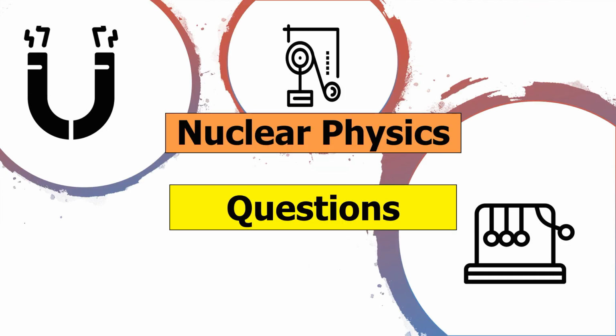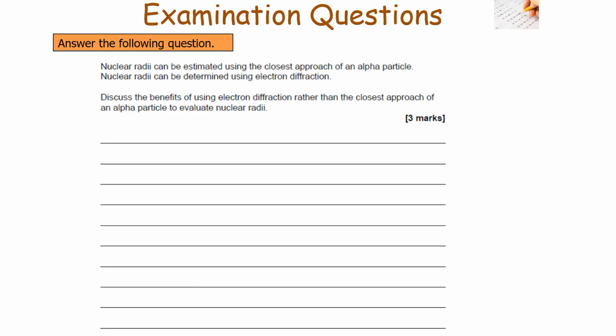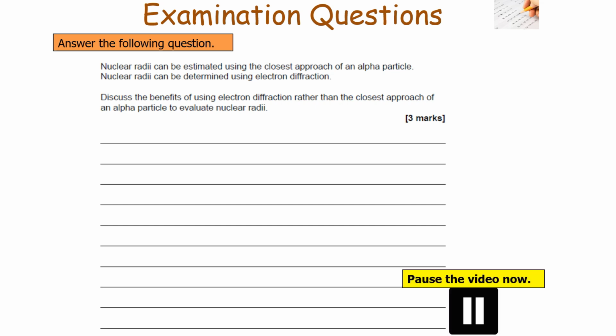Let's now have a look at a few longer questions on nuclear physics. So the first question is, nuclear radii can be estimated using the closest approach of an alpha particle. Nuclear radii can be determined using electron diffraction. Discuss the benefits of using electron diffraction rather than the closest approach of an alpha particle to evaluate nuclear radii. So pause the video now, then unpause the video when you want to go through your answer.